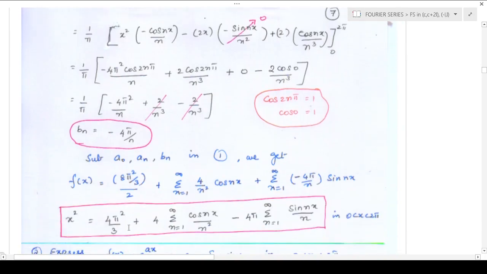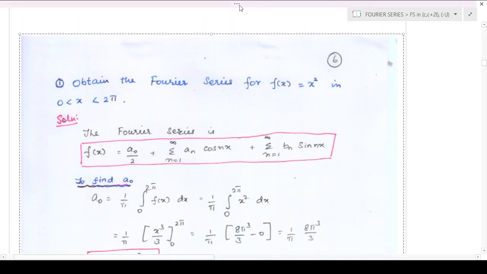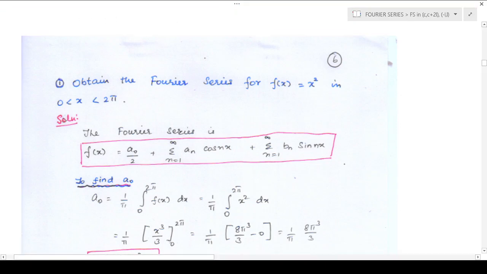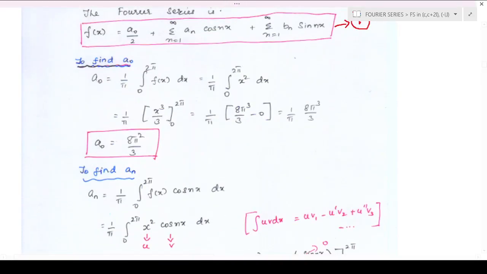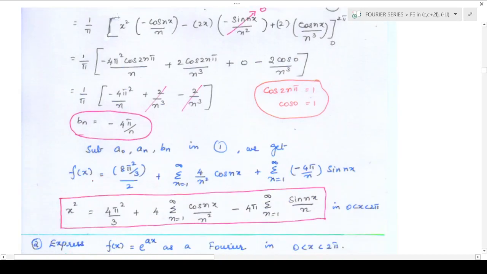So you have to substitute a naught, an and bn values in equation 1. Equation 1 is nothing but, right, this one. This formula is equation 1. In this, you are going to substitute to get the required Fourier series for the function x square.